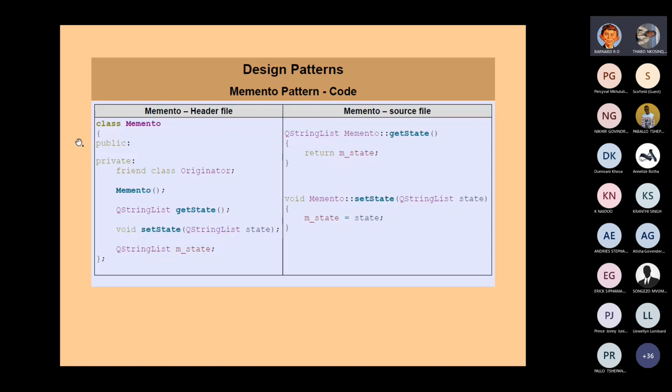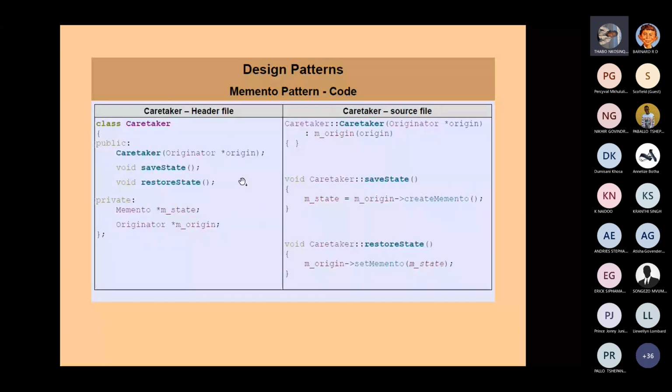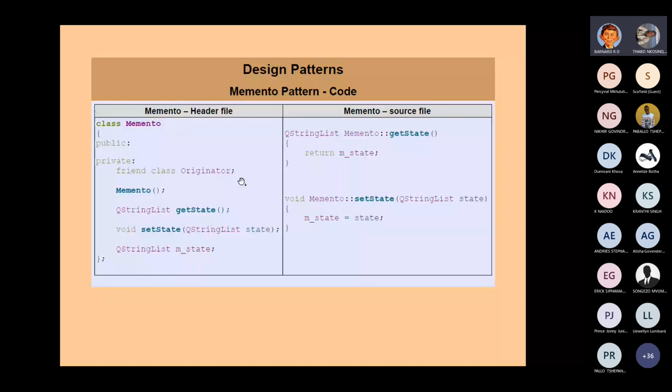So this is probably the most important part of the whole memento pattern, is understanding how the memento works, and this aspect of everything being private and declaring the originator to be a friend. So I just want to go back one step here.